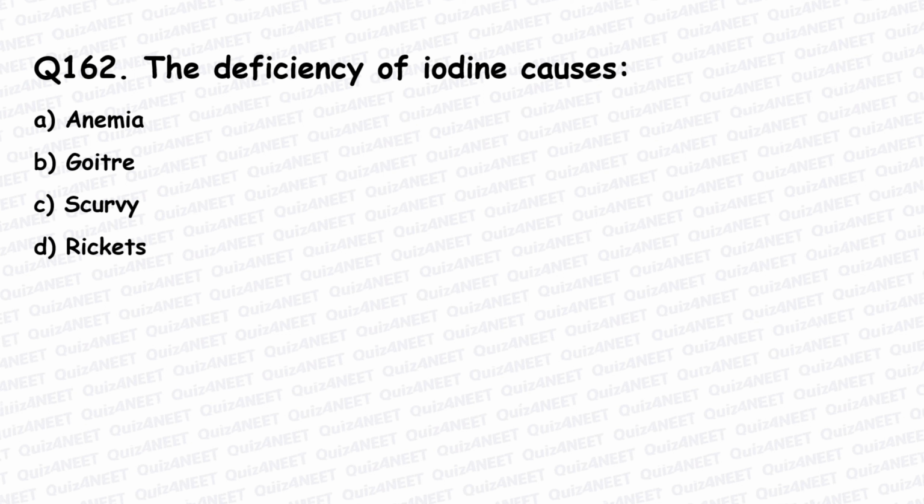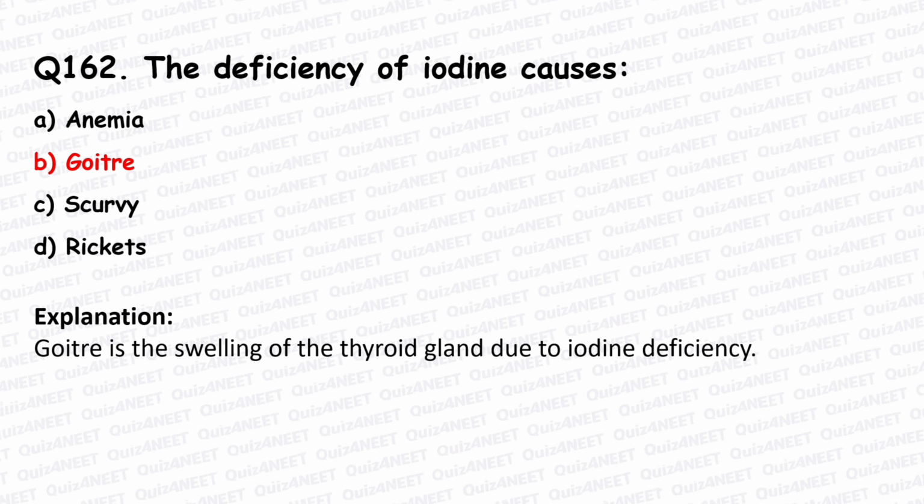Q162. The deficiency of iodine causes A. Anemia, B. Goiter, C. Scurvy, D. Rickets. Answer: B. Goiter. Explanation: goiter is the swelling of the thyroid gland due to iodine deficiency.